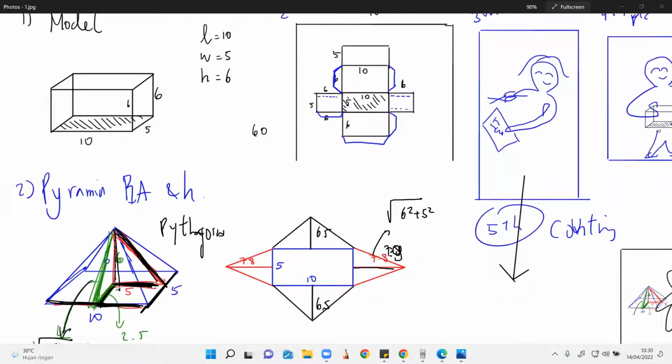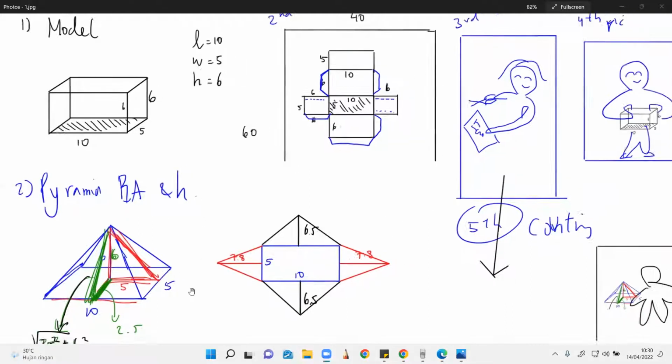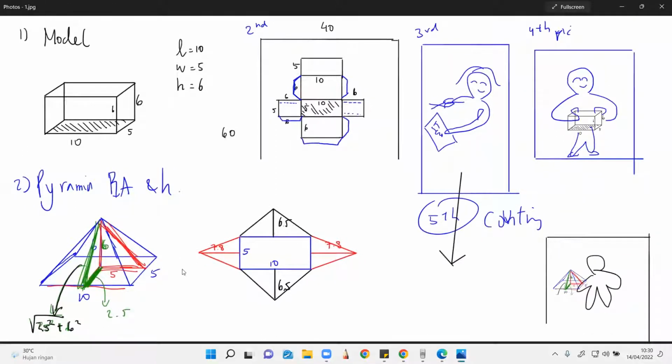Okay, that's it. So this is 2.5, right? So you do the formula with 2.5 and 6, and you will get 6.5. And don't forget, I forgot to tell you this. Pay attention, everyone. Do the gluing part also. Write it down so you have the part that you can stick together.